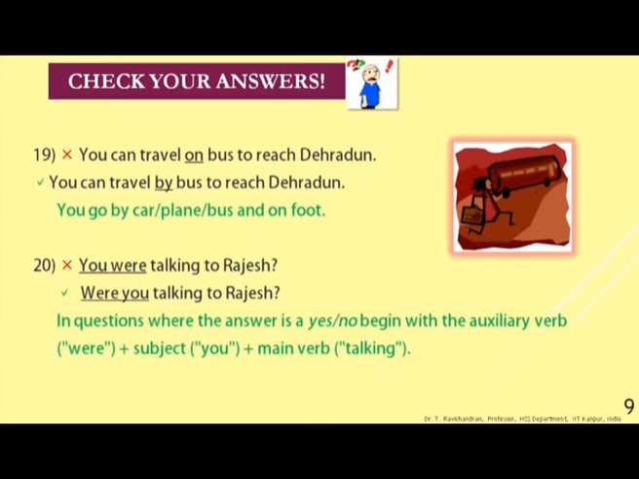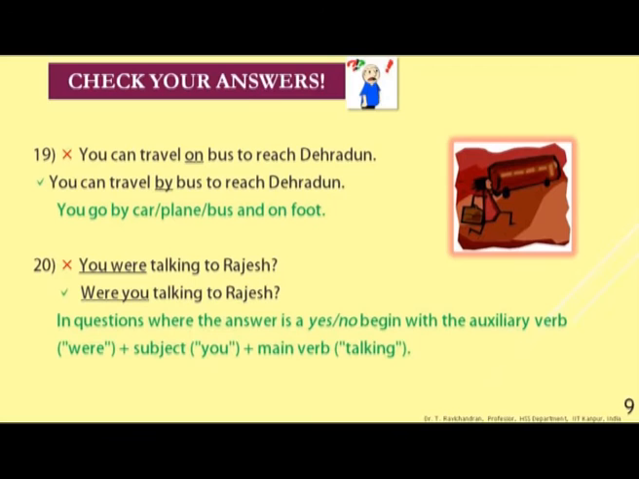19, you can travel on bus to reach Dehradun. You can travel by bus to reach Dehradun is the correct form, on is wrong. Generally, you go by car, by plane, by bus and on foot. So, on is used only before foot, but otherwise by indicates that you are using bus or car or plane as the medium of your transport.